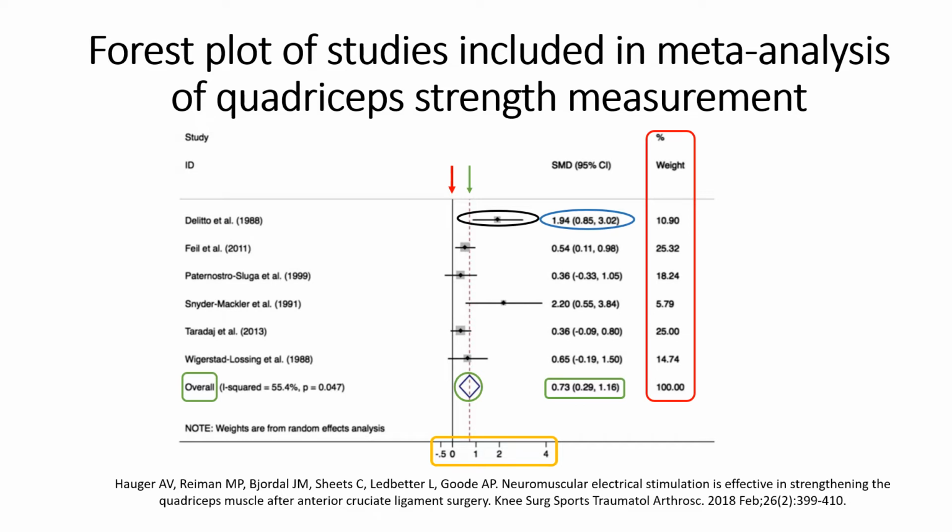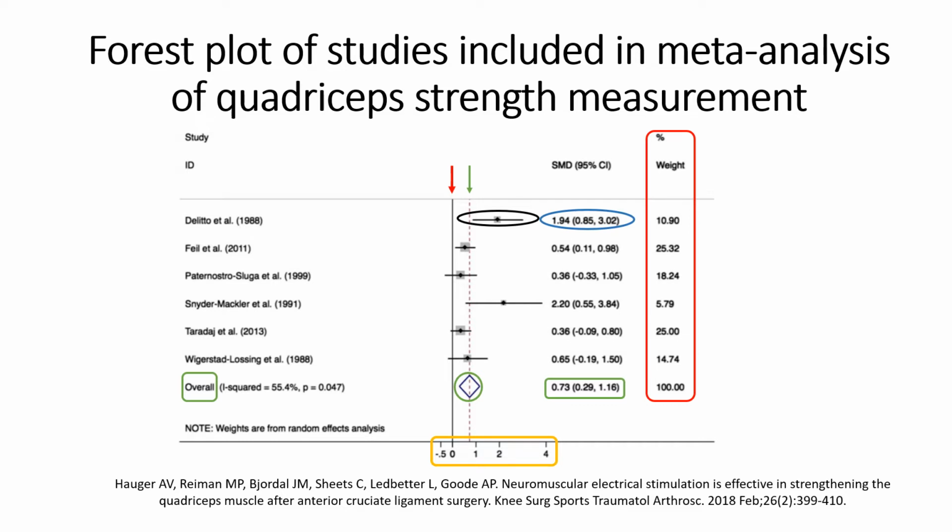And so for that particular study, you can see a standardized mean difference or an effect size of 1.94 with a confidence interval of 0.85 to 3.02. And remember, when we talked about how we interpret those effect sizes, anything above 0.8 would be considered a large clinical effect. So that is probably a very important study that looks at this effect of neuromuscular electrical stimulation.